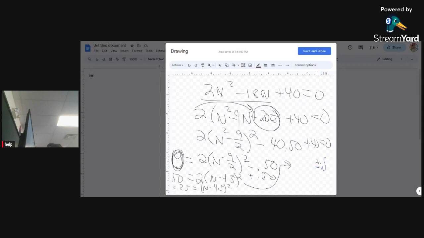The square root of, can we put that on there? 0.25 equals n minus 4.5. So therefore n equals 4.5 plus or minus the square root of a quarter. I'm going to leave it at that for now. You can use the calculator to kind of verify that and so on and so forth. But that's the gist of completing the square.